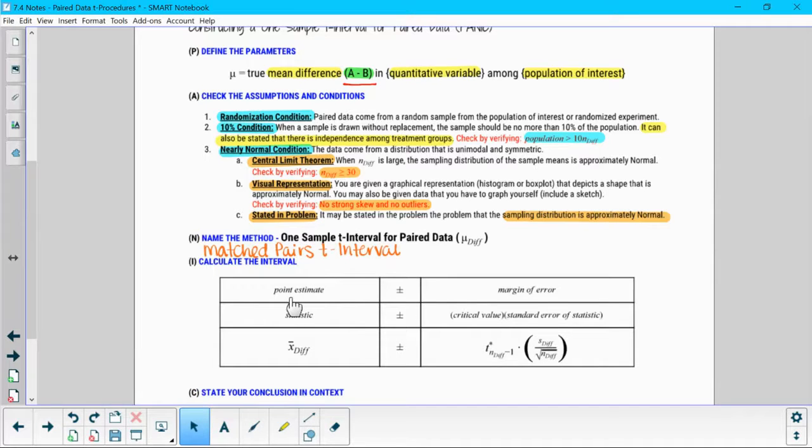Now, how you state it, I will try to keep you following the pattern, one sample t interval for paired data, but there is multiple ways you may see this. Now, if you were to write matched pairs t interval on your test, yes, I would give you credit, but I try to keep you in a pattern set. So one sample t interval for paired data is how you will see me write it.